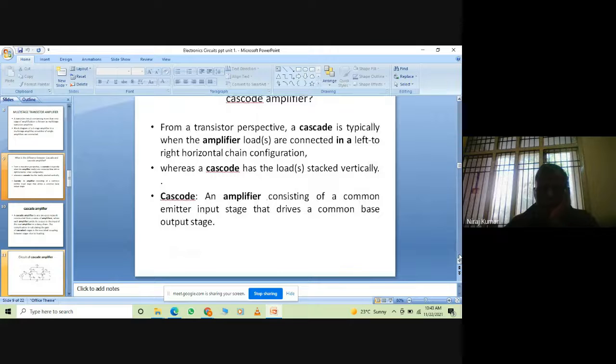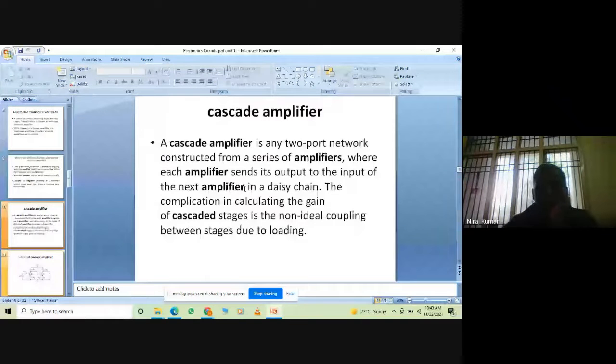Cascade amplifier is any two-port network constructed from a series of amplifiers where each amplifier sends its output to the input of the next amplifier in a daisy chain. The complication in calculating the gain of a cascade stage is the non-ideal coupling between stages due to loading.